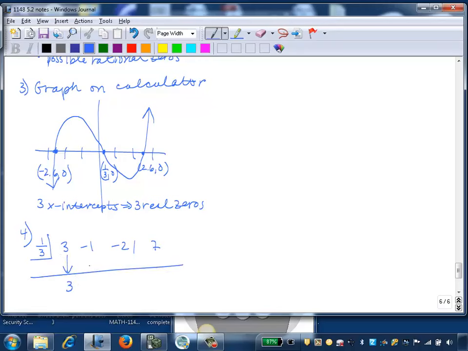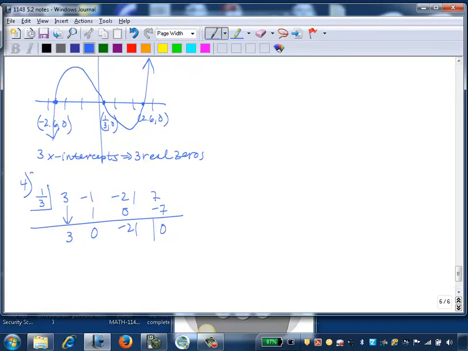Bring down the 3. 3 times a third is 1. -1 and 1 is 0. 0 times a third is 0. -21 and 0 is -21. -21 times a third is -7. 7 and -7 give us 0. So we got a remainder of 0 when we divided by x minus 1/3.